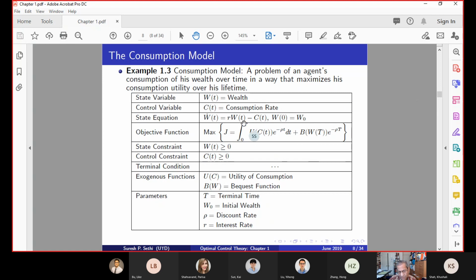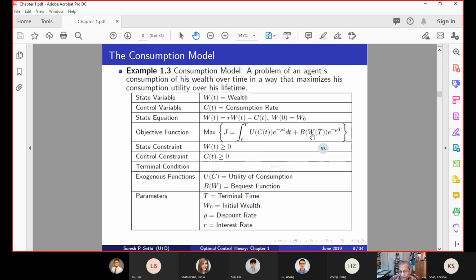And then every time I consume, I derive a utility of consumption, U of C of t. As you can see, U(C) is the utility of consumption, and I discount that by rho. So that's e to the minus rho t dt, and I integrate from 0 to T. When I do that, for any given consumption trajectory, there will be some wealth left at W(T).